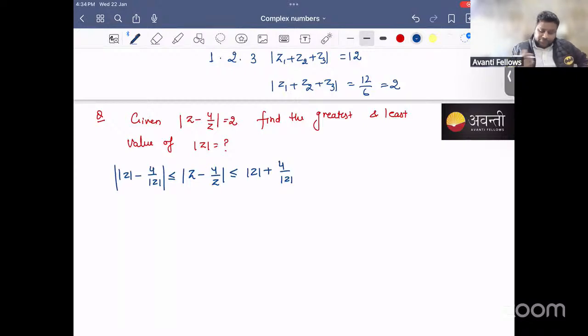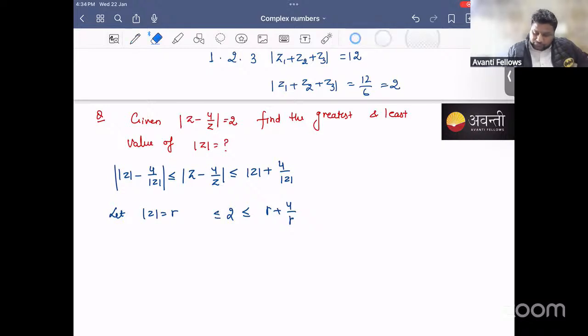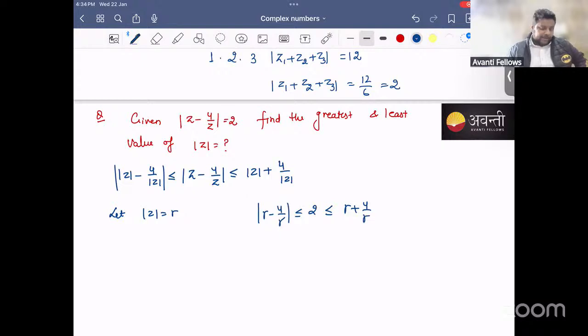Yes or no? Now let us put magnitude of z as r so that I don't have to write it again and again. So this is 2 less than or equal to r plus 4 upon r. It is more than or equal to r minus 4 upon r. Understood?